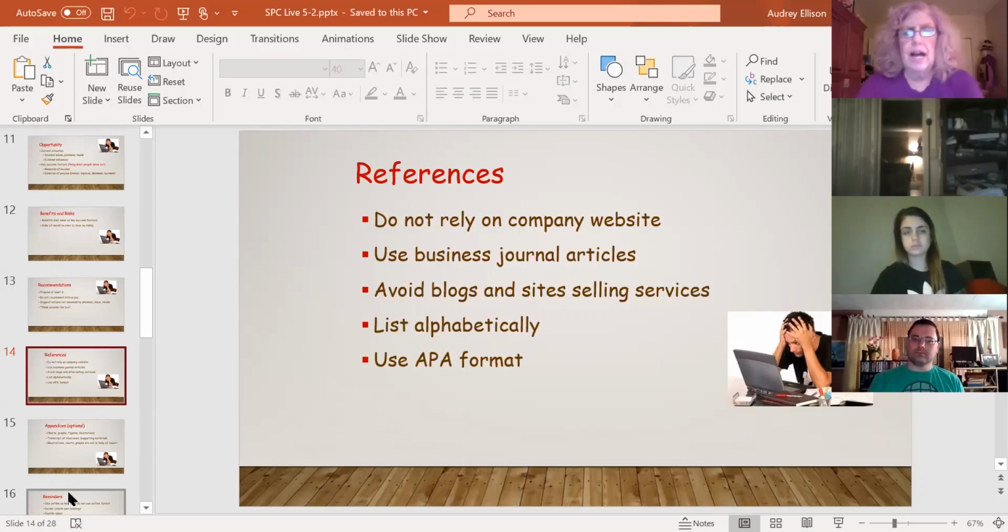List your references alphabetically by the last name of the author. Wall Street Journal is not Journal WSJ. You don't put last names on things that are not people. And use APA format.